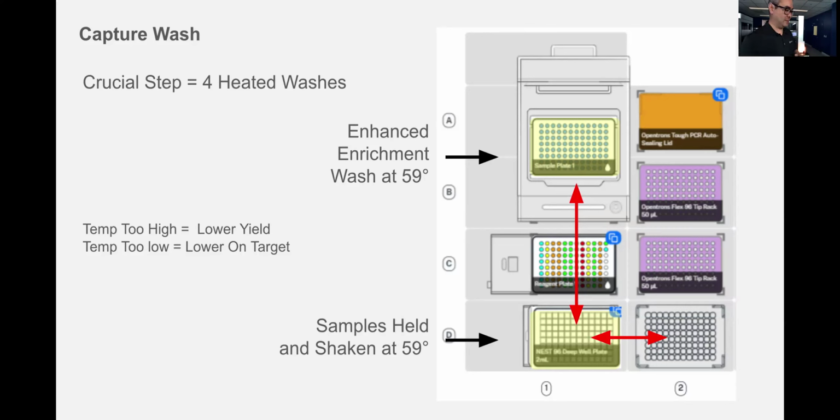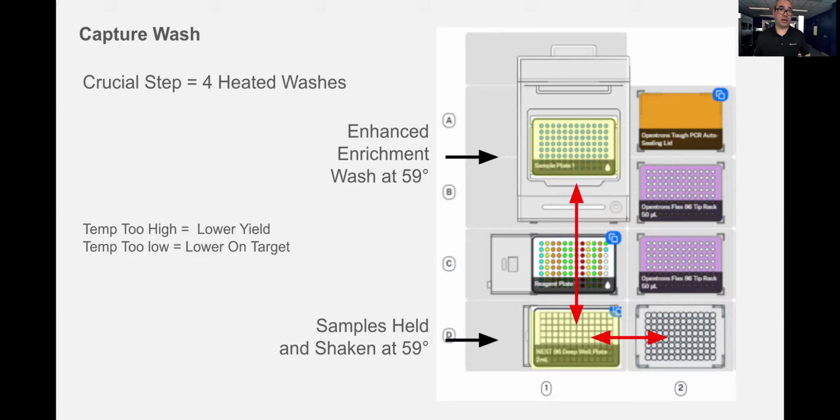And if you have the temperature too low, it's not actually going to be stringent enough. You're going to have non-specific stuff sticking to the capture beads. And once you actually get back into the sequencer, you're going to find a lot of off-target molecules that essentially you're wasting, so your sequencing is not very efficient. So it's important to get that temperature just right.